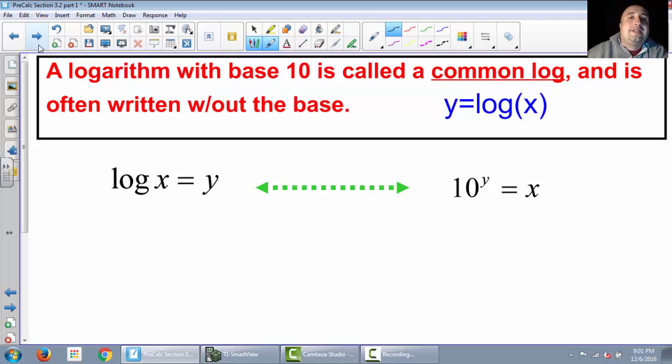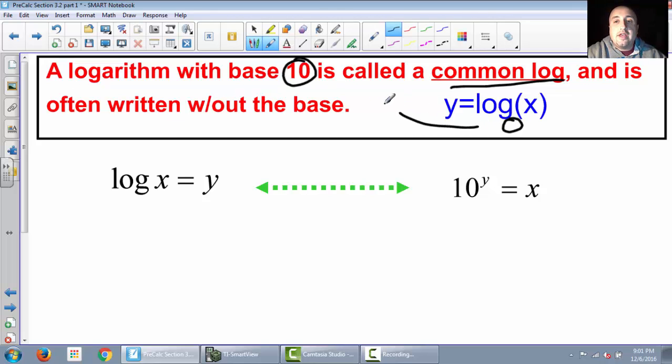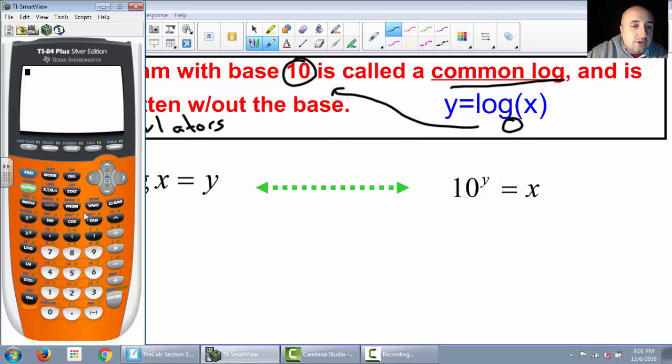All right, so now these next two are the same thing, except they're two different things that the calculator uses. A logarithm with a base 10. Anytime the base is 10, it's called the common log, and this is often written without the base. If there's no base on your log, you assume that it's 10, and this is what calculators use. If you hit the log button on the calculator, it's doing base 10. It's called the common log.